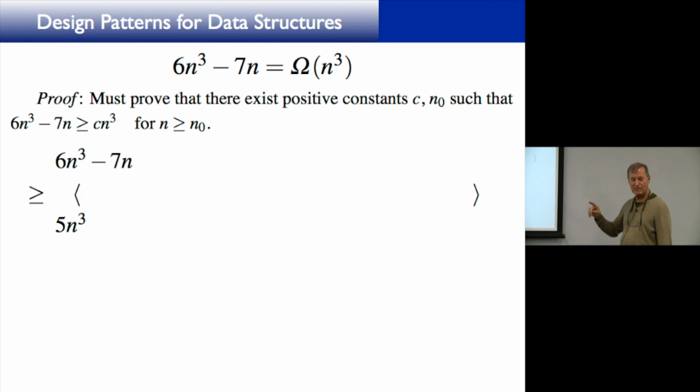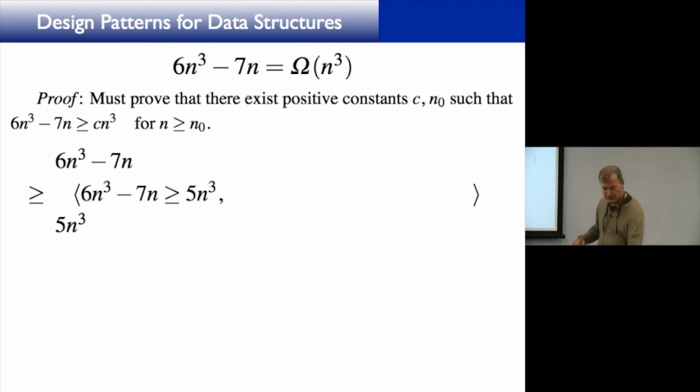So now do you remember this? We subtracted 1 from 6 and made it 5, and now we're going to see under what circumstances 6n cubed minus 7n is greater than or equal to 5n cubed, right? So this is what we want to prove. Look, the first step inside the hint is 6n cubed minus 7n is greater than or equal to 5n cubed. That's what we're trying to prove, right? We have to see under what circumstances this is true.